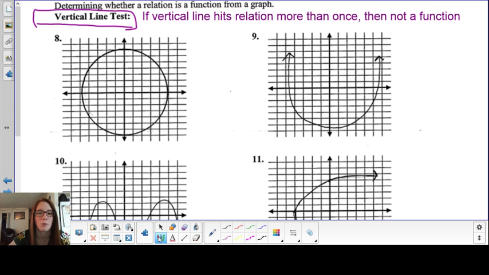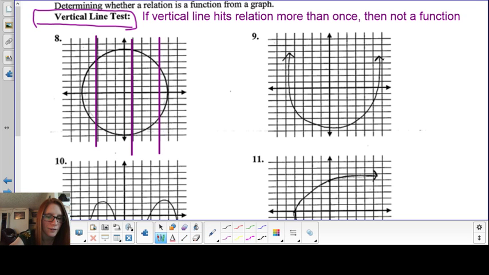And I'm going to cheat a little bit, and I'm going to actually draw lines. That's right, I'm a cheater. What can I say? All right, number 8. So this means I can draw anywhere on my graph, as long as it's vertical. Remember, vertical means up and down.